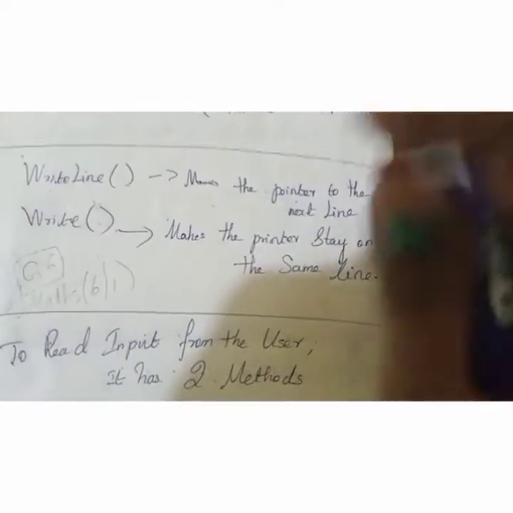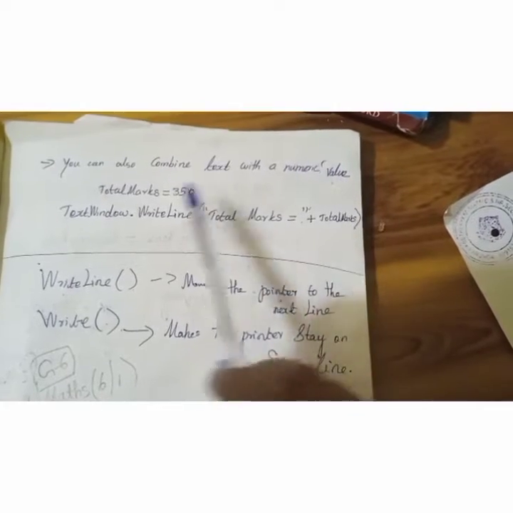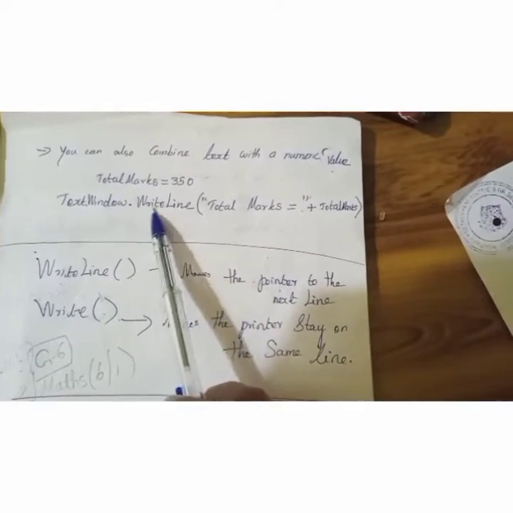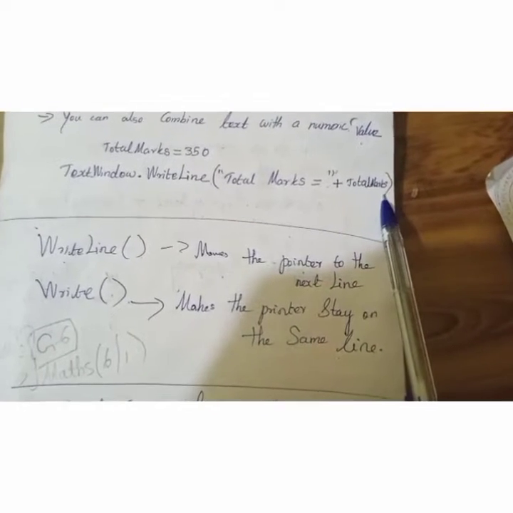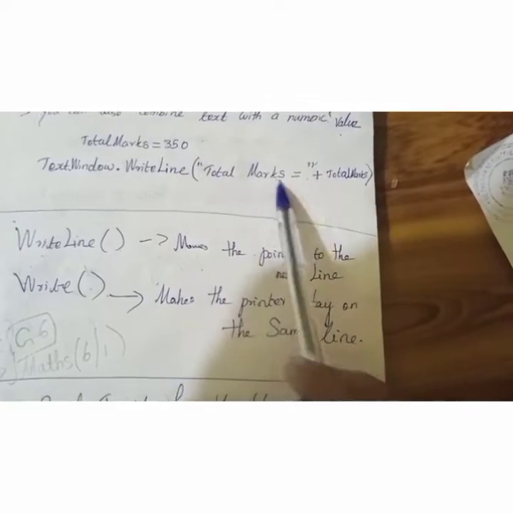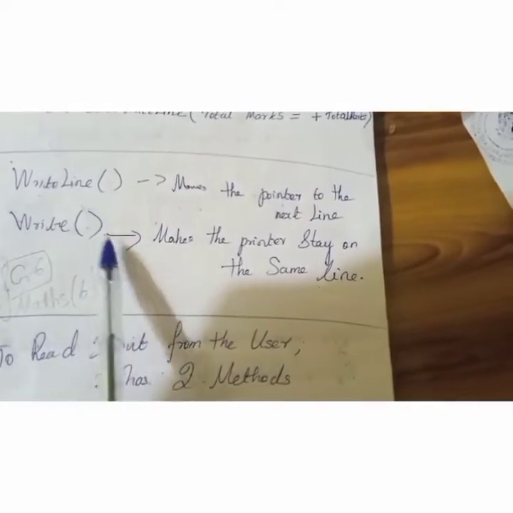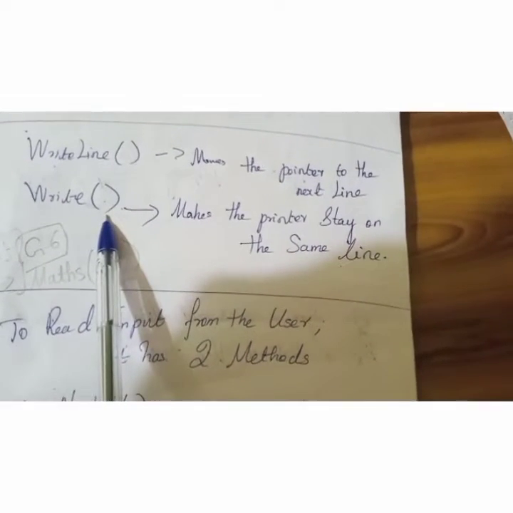Here you can also combine text with a numeric value. I am assigning total marks equal to 350. Then TextWindow.WriteLine("Total marks = " + total marks). Whatever I mentioned within the double quotes is displayed on the output screen, plus total marks, which is the value 350. The output is: Total marks = 350. WriteLine moves the pointer to the next line, while Write keeps the pointer on the same line.